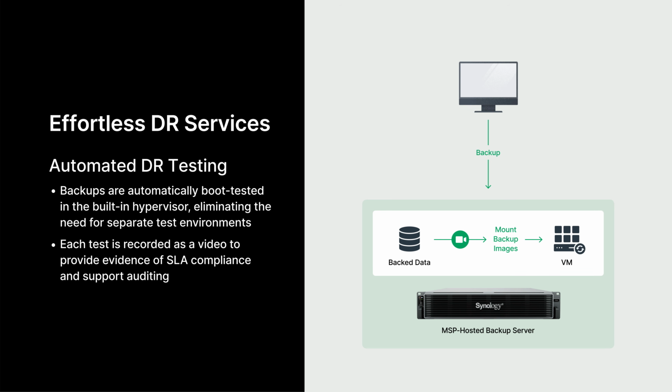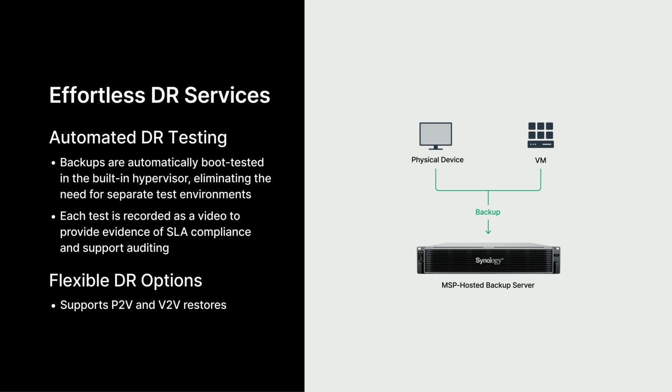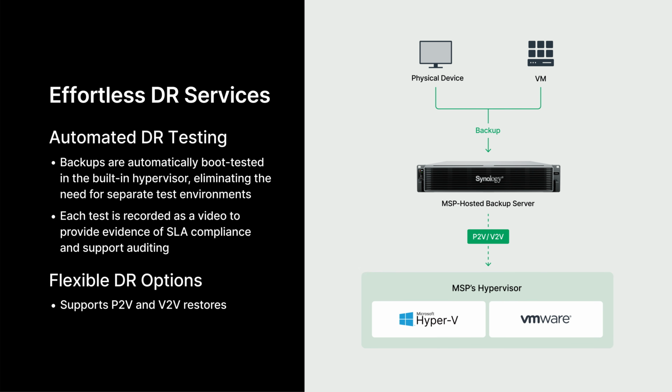Disaster recovery services rely on routine testing. ActiveProtect offers automated DR tests that run after every backup. The system boots the backup using the built-in hypervisor to ensure it starts correctly and captures the entire boot sequence on video. When disaster recovery is required, ActiveProtect offers flexible P2V and V2V restore options to ensure maximum infrastructure agility, while further supporting cross-platform recovery.